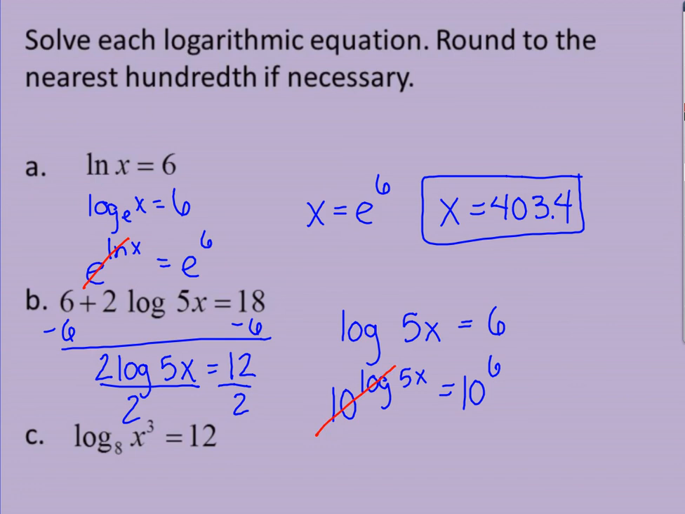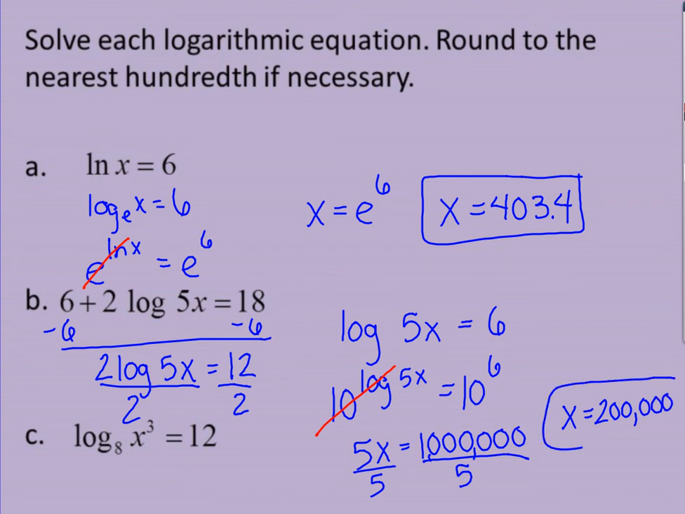The 10 and the log base 10 are going to cancel, so we're just left with 5x is equal to 1 million, because 10 to the 6th is 1 million. We're going to divide both sides by 5. And x will just equal 200,000.